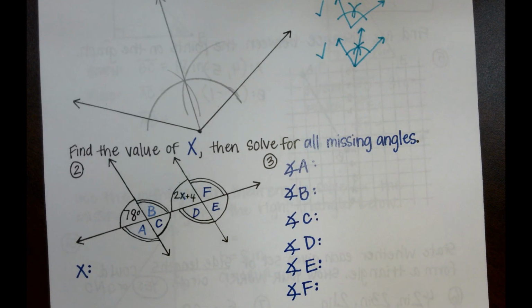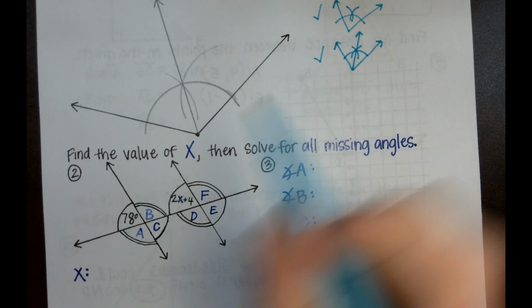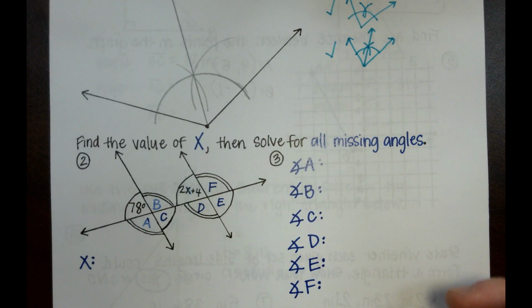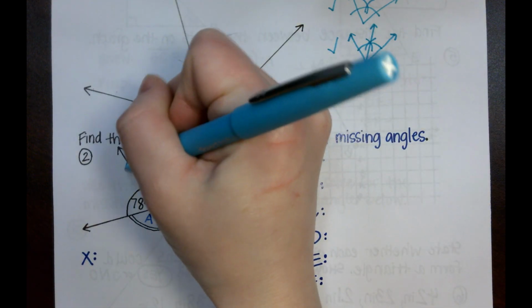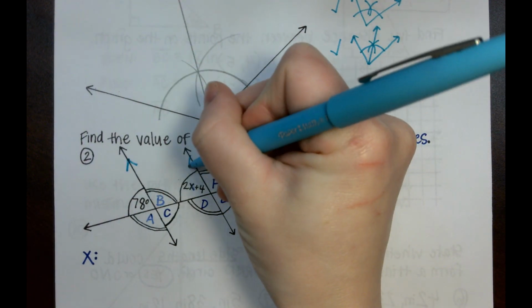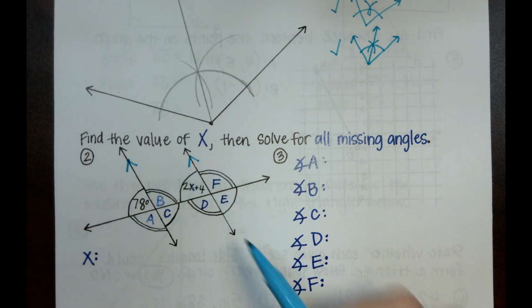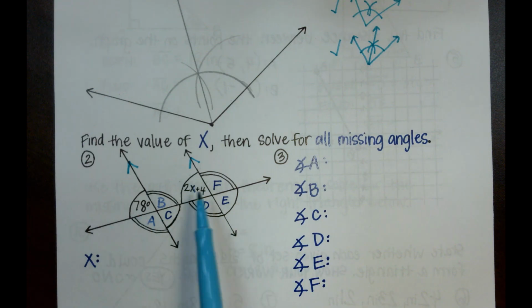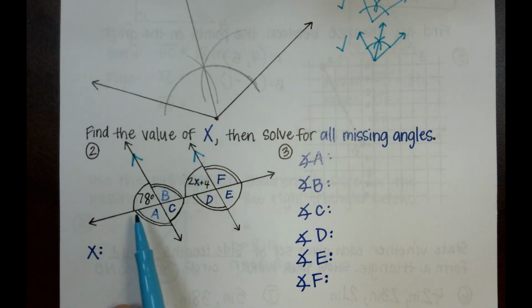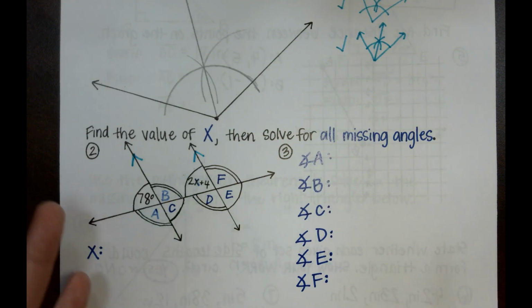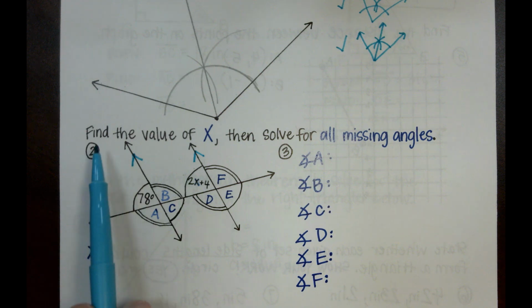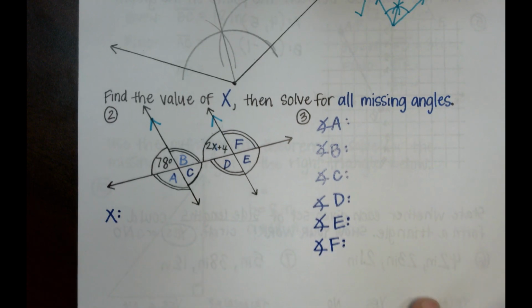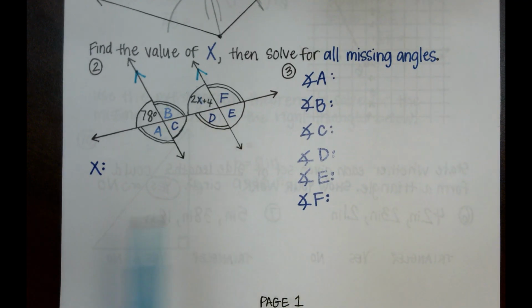Another thing we haven't done in a while. One thing that we should do on this picture first that I forgot to do is mark that these 2 lines are parallel to each other. So because these 2 lines are parallel, we know that certain angles are going to be equal to each other, right? Like the 78 degrees and the 2x plus 4. Exactly. So it says we need to find the value of x and then solve for all missing angles. So number 2 is finding x. Number 3 is the angles.